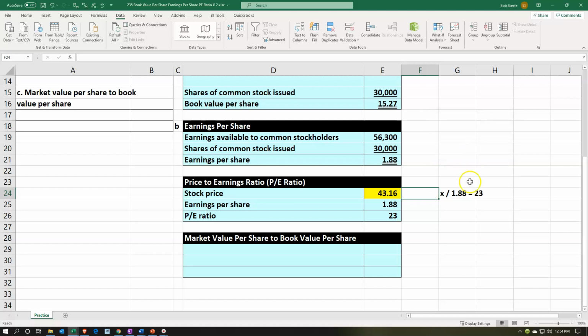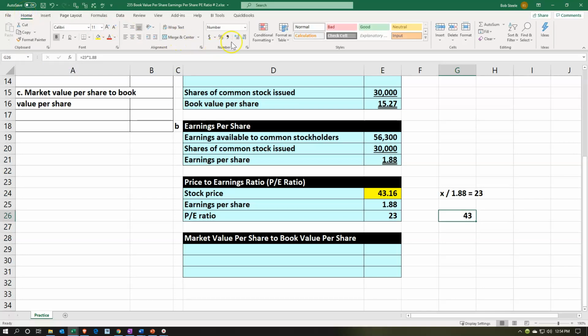Notice if I did the algebra, I might come up with something slightly different here. If I said algebra, 23 times 1.88, I come up to 43. Adding decimals, Home tab, Number group, a couple decimals, it's a little different: 43.24 rather than 43.16. Why is it different? Because this number isn't really 1.88. It's really 1.87, so notice this is a repeating decimal.